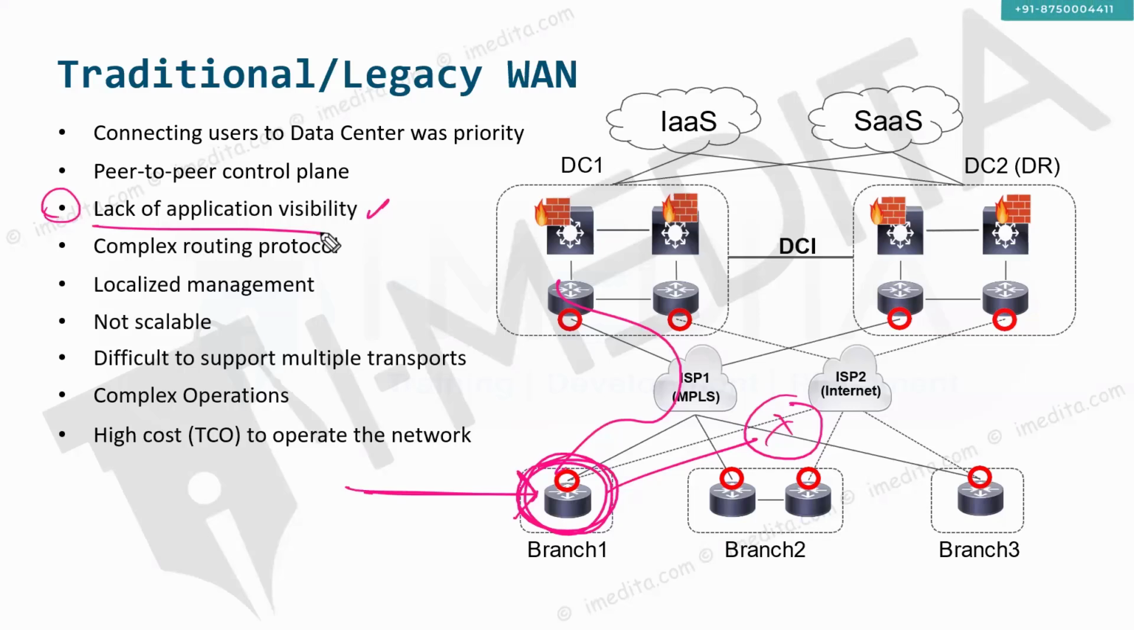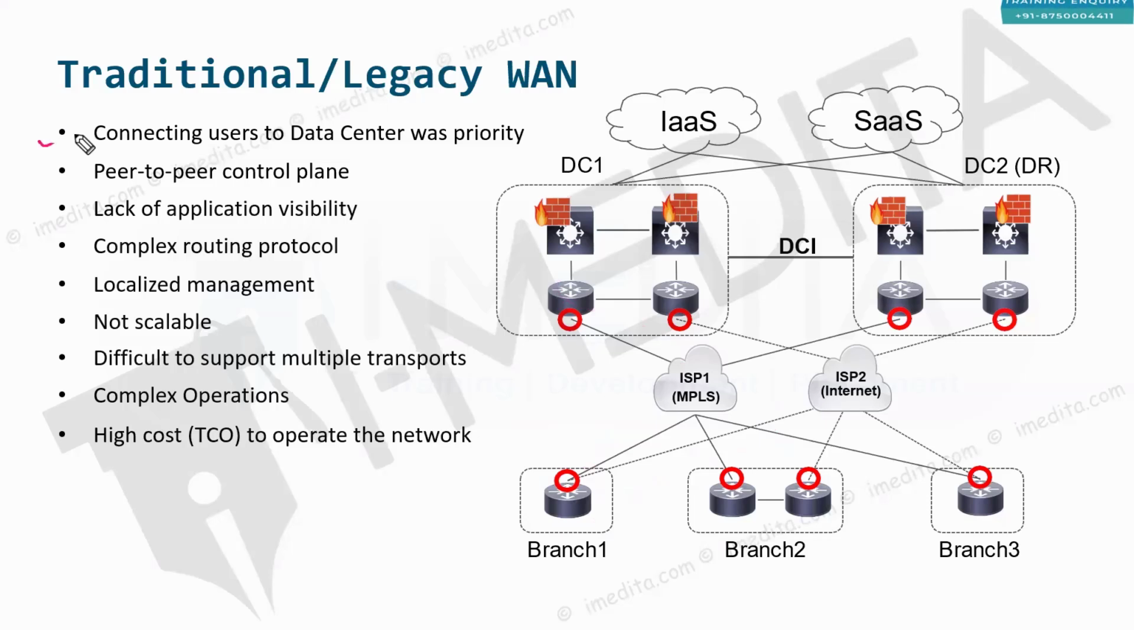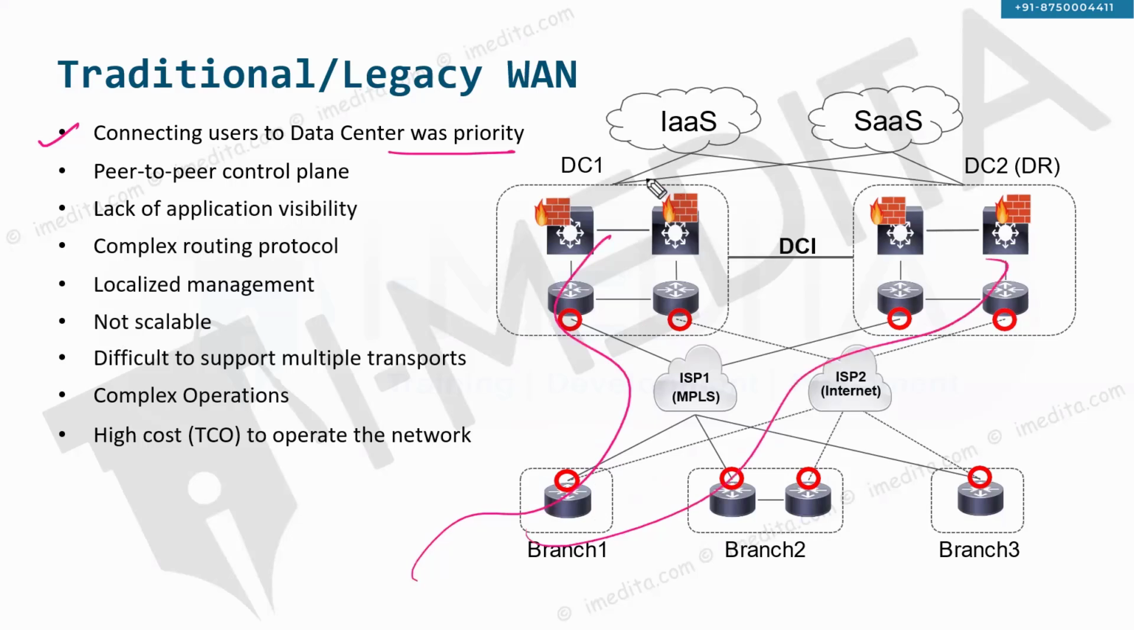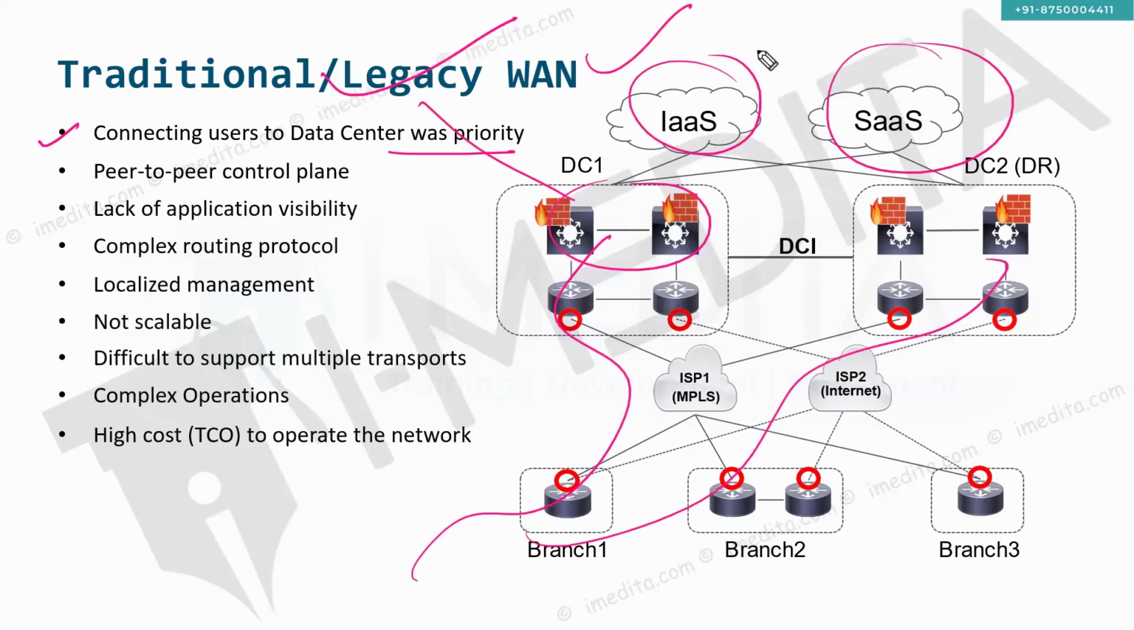Apart from that, other challenges are there also, which we will talk about. But connecting the users to the data center was the priority. So all the traffic used to go via the data center in order to access the internet and those cloud delivered application infrastructure and applications, which added additional latency and delay, resulting in poor user experience. Traditional WAN was not aware of the application. So if you want to deploy a policy around your business critical application, it might not be possible, because your traditional WAN is not even aware of that application.